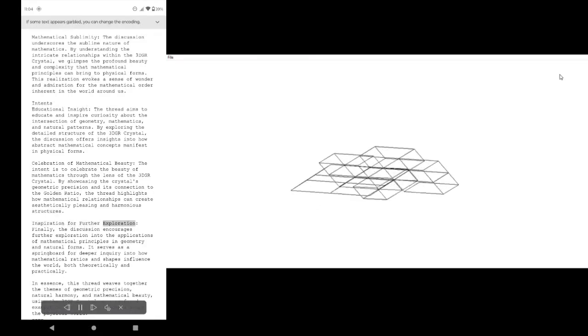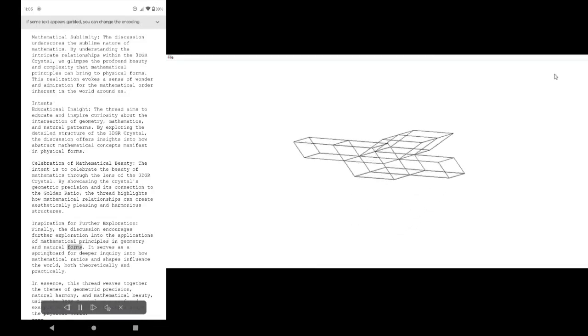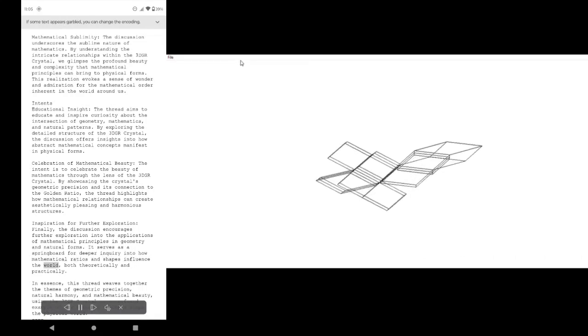Inspiration for further exploration. Finally, the discussion encourages further exploration into the applications of mathematical principles in geometry and natural forms. It serves as a springboard for deeper inquiry into how mathematical ratios and shapes influence the world, both theoretically and practically.